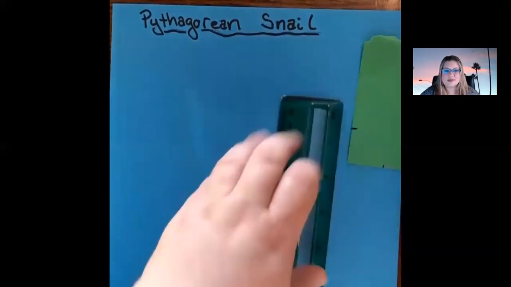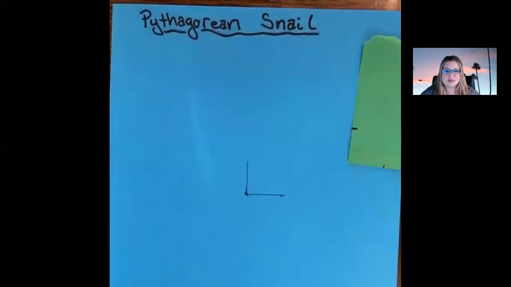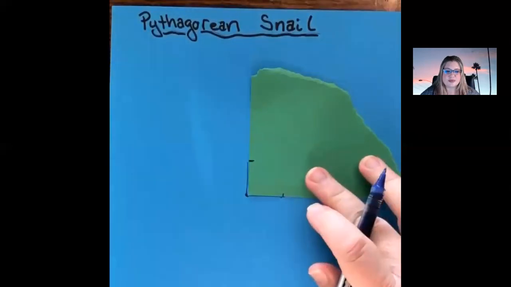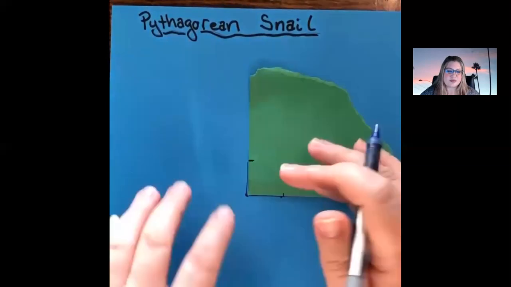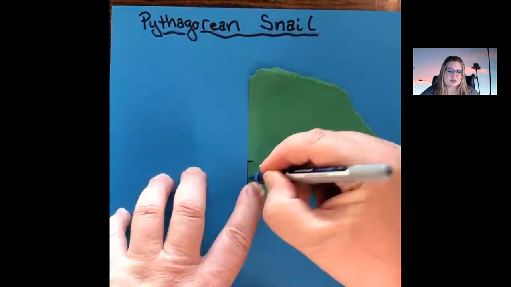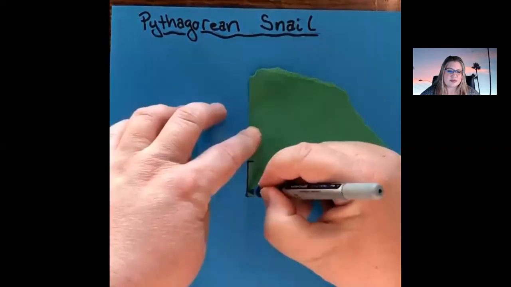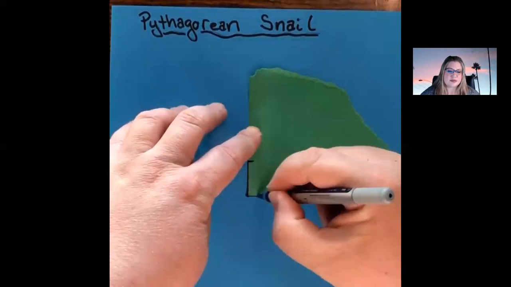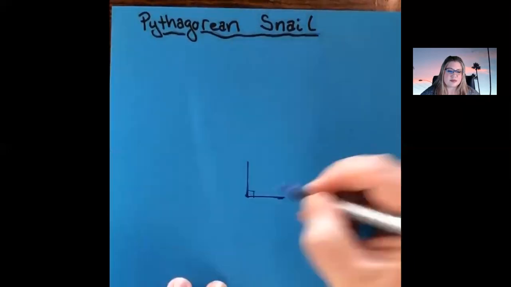So that my paper can become the ruler and I don't need the ruler anymore. Now again, you don't have to do 1 inch. You can do whatever length you want. So let's come to our line here. And let's come to our line here. Okay, and that is our right angle.